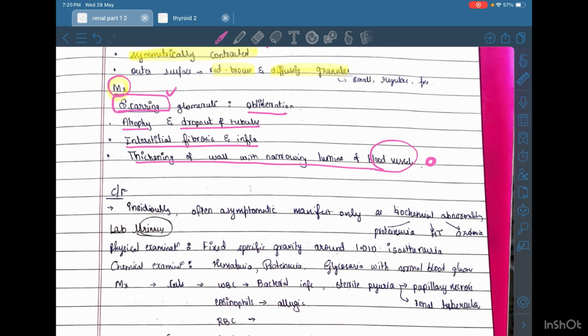So what are the features of chronic CKD? There will be scarring of glomeruli, atrophy of tubules as well as dropout of tubules, interstitial fibrosis and inflammation, and thickening of the wall with narrowing of the lumen of blood vessels.